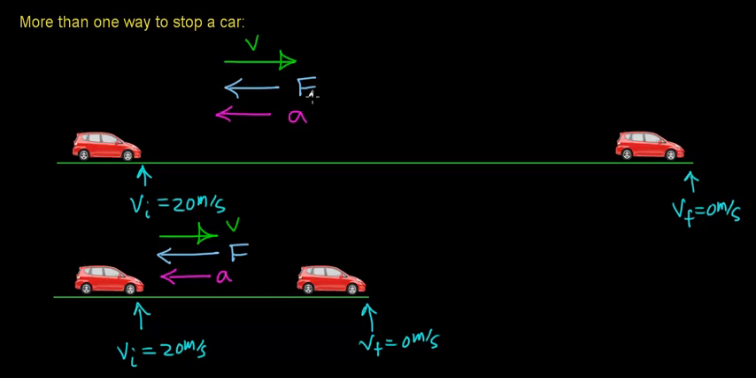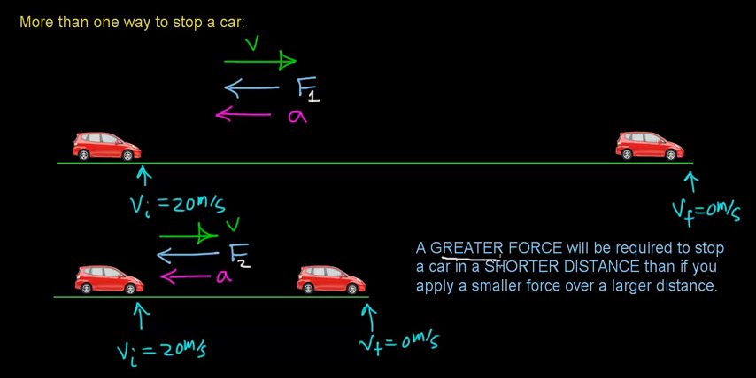Now if I call this force 1 and I call this force 2, what we're going to see in this video is that it's going to take more force to stop this car in a shorter distance than it will to stop that same car in a greater distance. So to emphasize that point, a greater force is going to be required to stop a car in a shorter distance than if you want to apply a smaller force over a larger distance. So in this case, this is going to be a relatively small force compared to this force right here.